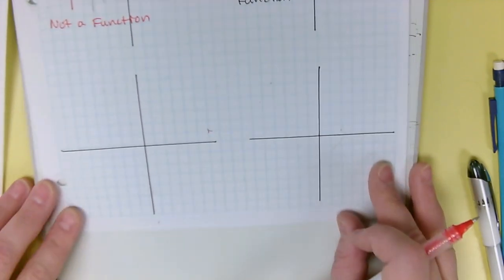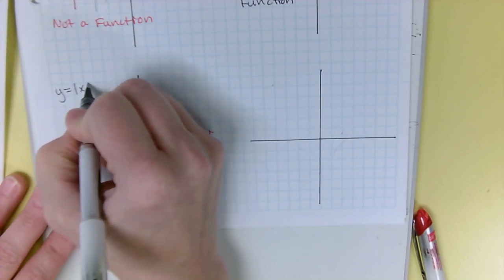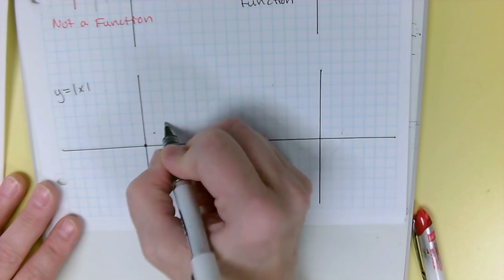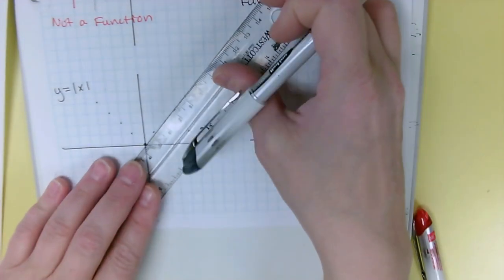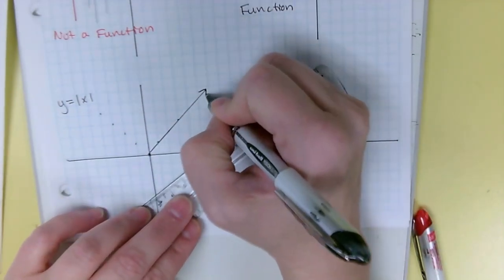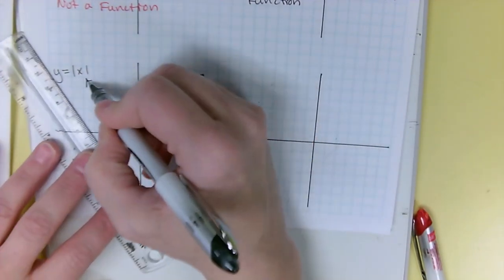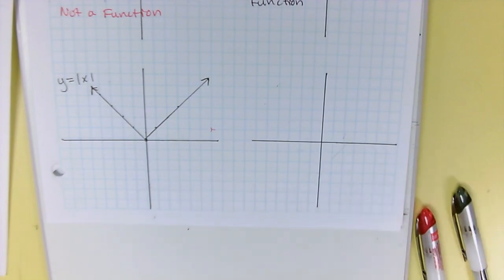All right, let's go down to this one. Okay, I'm going to draw the graph of y equals the absolute value of x. It's got a point at 0, 0, and then it goes through the corners of the squares and makes a V. Okay, using the vertical line test, I want you to decide if this is a function or not a function.